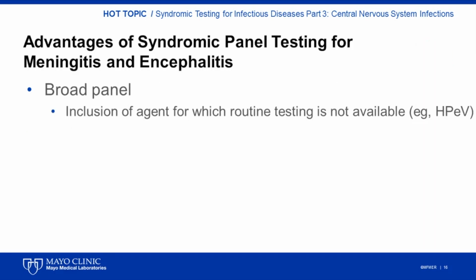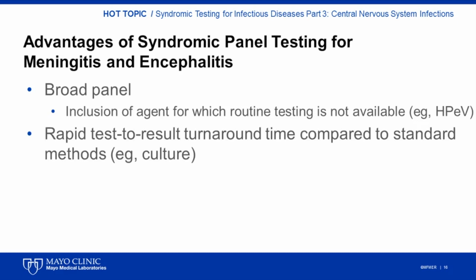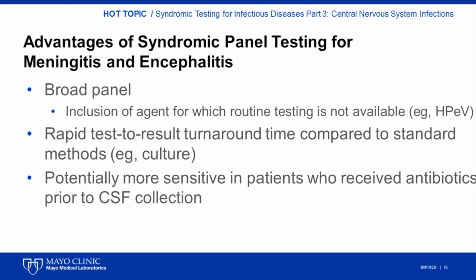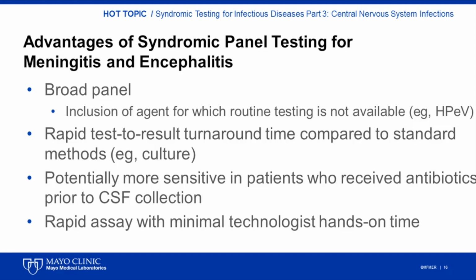So in summary, there are a number of advantages for the syndromic panel for meningitis and encephalitis, including the fact that it is a broad panel for bacterial, viral, and fungal infectious agents. And it includes testing for human parechovirus, a viral agent that is not routinely tested for in clinical laboratories. The assay itself is fairly rapid, with a test to result turnaround time of approximately 60 minutes compared to traditional methods such as culture, which may take days. Also, this panel is potentially more sensitive in patients who have received antibiotics prior to collection of CSF, which may decrease the chance of the organism growing in culture. And finally, from a laboratory perspective, this rapid assay has minimal technologist hands-on time.